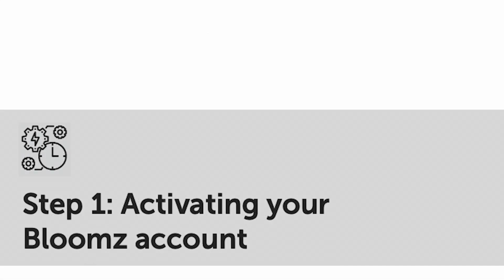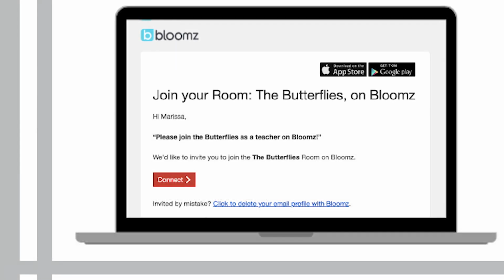The very first step to beginning with Bloomz is activating your account. Now, if your school is not using Bloomz building-wide and you would like to create an account, simply go to Bloomz.com or download the app and create a new account. If your school or district is using Bloomz, your account has already been created. You will receive an email to activate your account as a teacher.